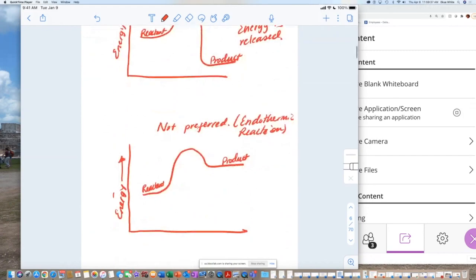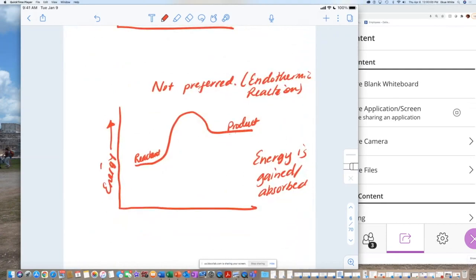How do I know it's endothermic? When we have our product, it ends up with a higher energy than the reactant. So somehow it gained energy from somewhere, right? Guess what? Energy is gained or absorbed. So somebody has to give the energy to this reaction. So most likely it's the scientist, you.